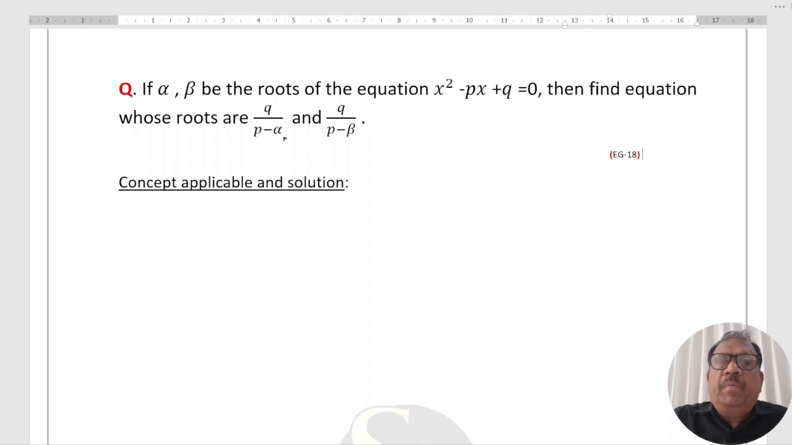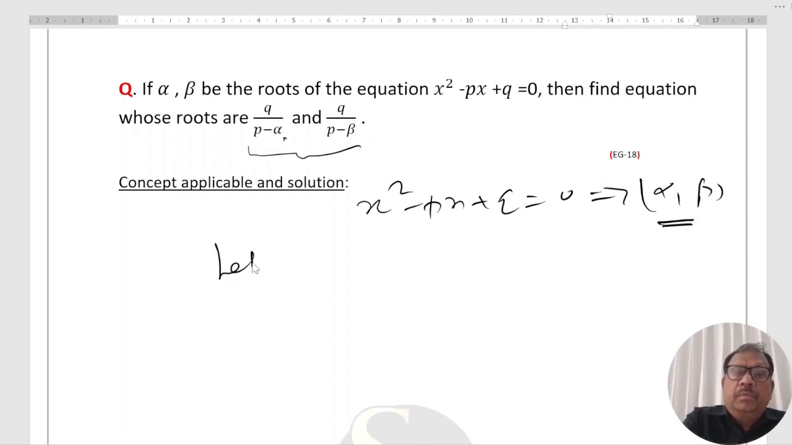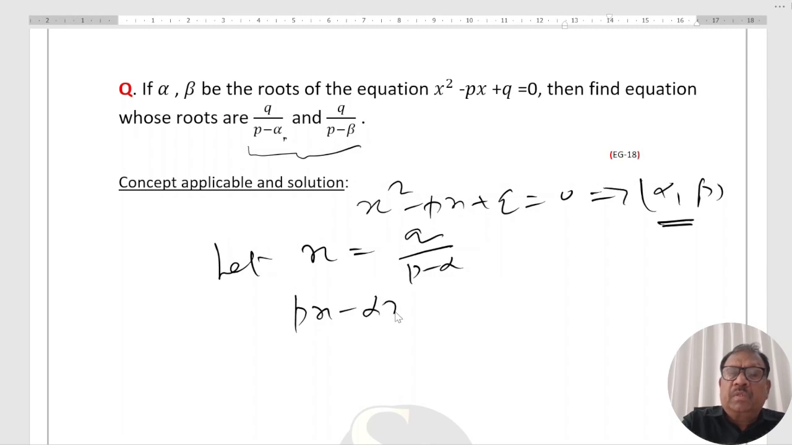The question is: if alpha and beta are the roots of the equation, find the equation whose roots are these. The given equation is x square minus px plus q, whose roots are alpha and beta. Now let x equal to q upon p minus alpha. Px minus alpha x equal to q.